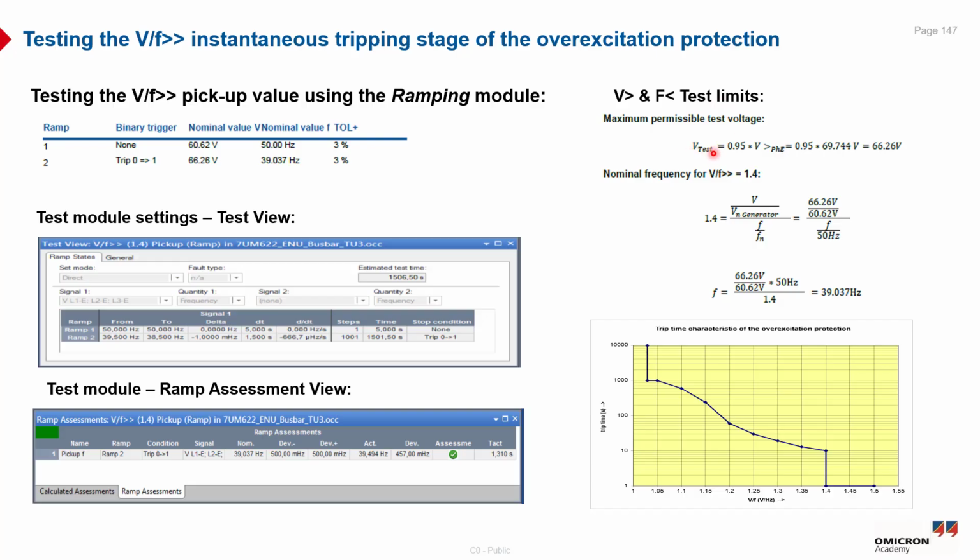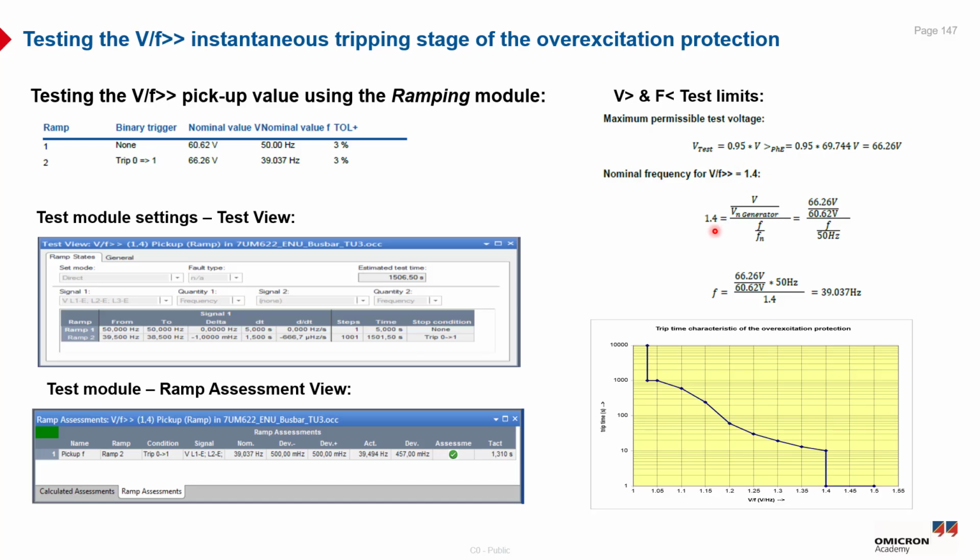So the Vtest is equal to 95% of the phase to earth voltage, which equals 66.26, which is the value here, fixed in the analog output of ramp 2. You can fix the Vtest to be 66.26. Also the ratio V over F at the nominal frequency is equal to 1.4. Also you can expect from this ratio what the value of the frequency is.